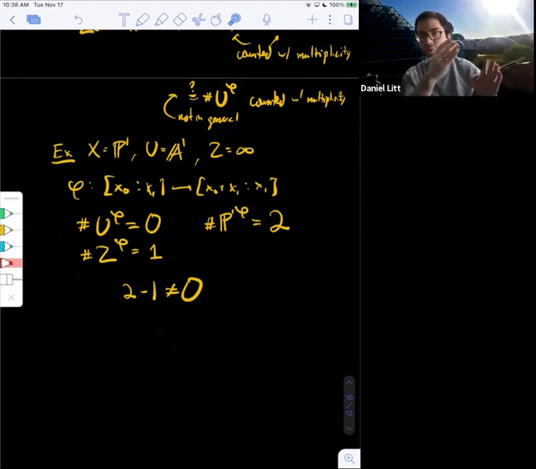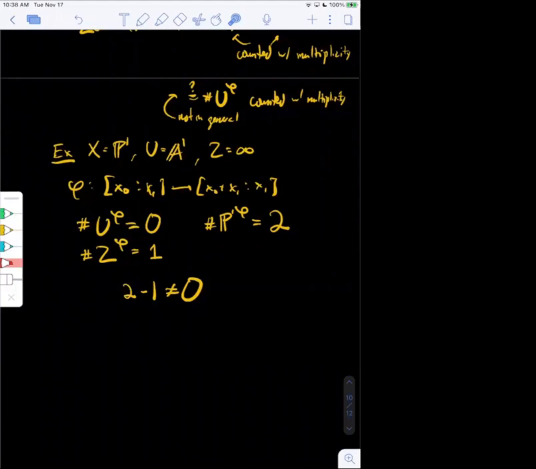So strictly speaking, if you remember from the statement of the Lefschetz fixed point formula, it was the intersection number of the graph of phi with the diagonal. Oh, I see. So that's where it gets counted. Yeah.